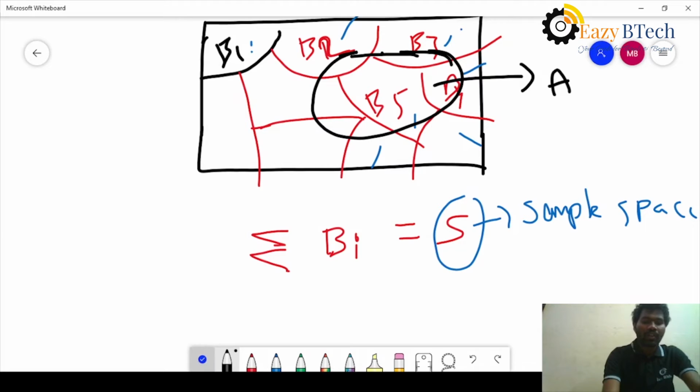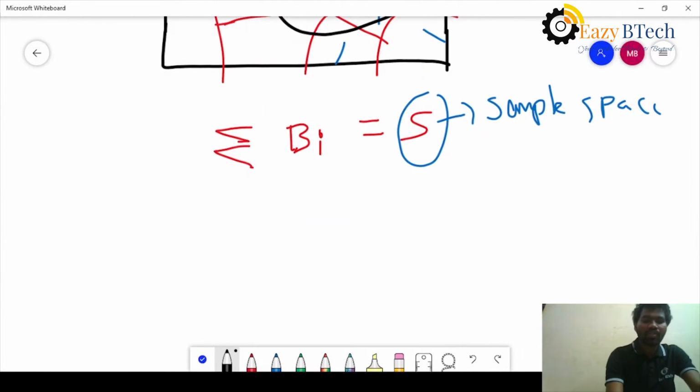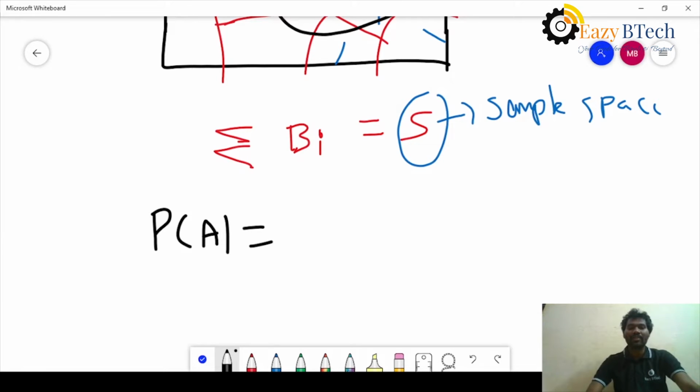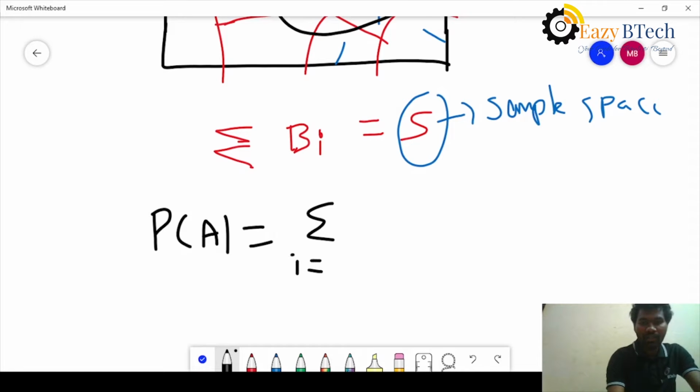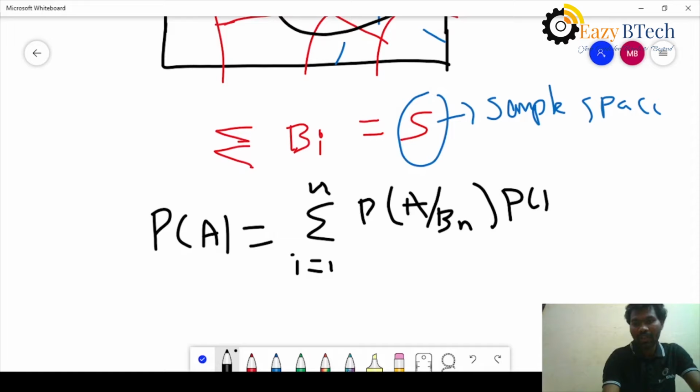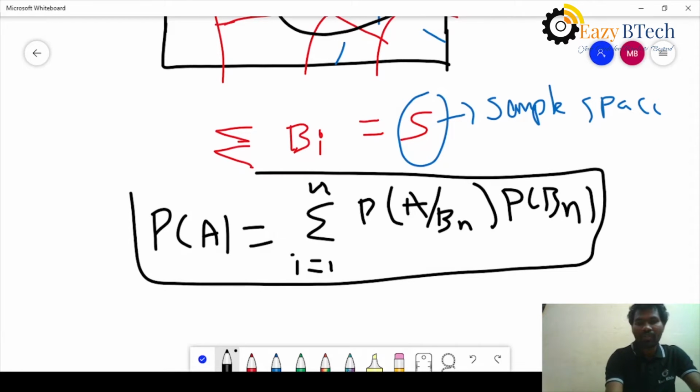According to total probability, the theorem states, in terms of a mathematical relationship, like this: sigma i equal to 1 to n, P of A given Bn into P of Bn. This is the mathematical statement of total probability. So we have to prove this one.